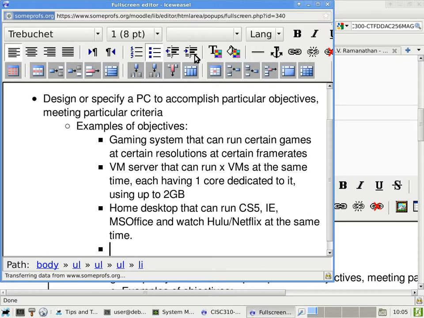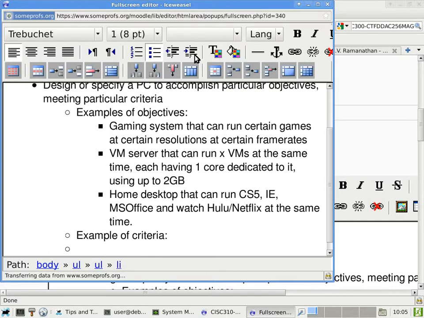Okay. And then the next thing has to do with criteria. In other words, criteria are limitations. They are not things that you want to accomplish. It is basically restrictions that you have to play by, because there's only so much money that you can spend. So you can basically say, I have a budget of X amount of dollars.